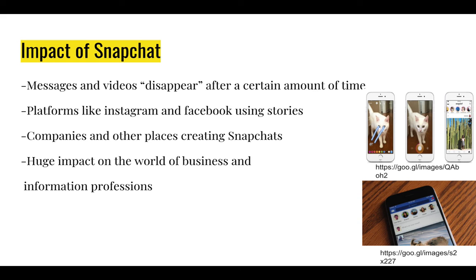With Snapchat having stories, pictures, and videos that everyone can see, Facebook and Instagram saw this as an opportunity to include them in the same platforms. Facebook and Instagram stories are almost identical to Snapchat's, as they disappear after a certain amount of time. Almost every company and profession uses Snapchat in some way. Larger companies try to reach out to younger generations through the use of Snapchat.